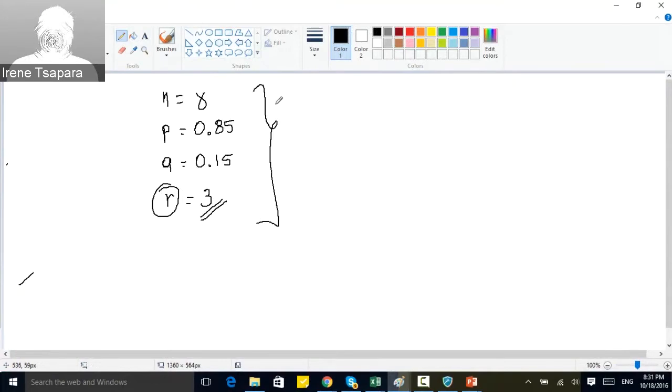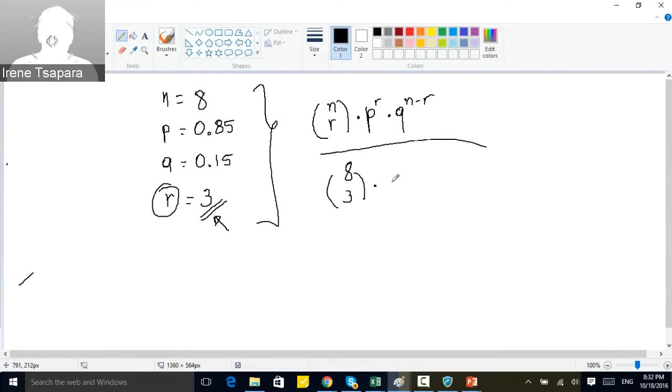Since this is a binomial experiment, what you are looking for is the probability for this value of the random variable. The formula that we use in order to calculate that is n choose r times p to the r times q to the n minus r. That's the formula. Where n choose r is 8 choose 3, times 0.85 to the third, times 0.15 to the fifth. If you calculate this, it will be the probability that the doctor in one day has exactly 3 surgeries that are successful.